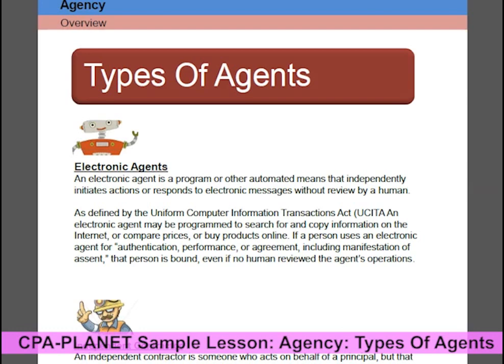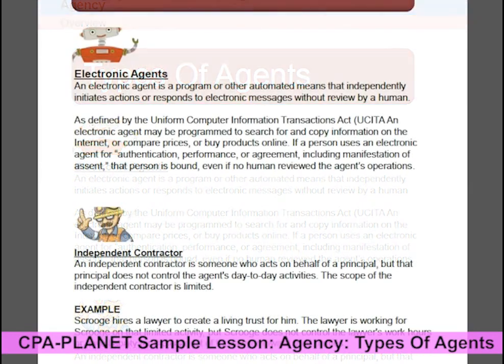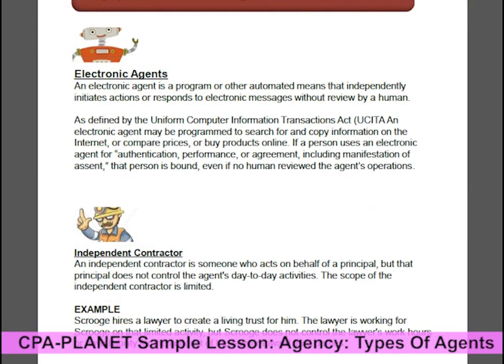If a person uses an agent for authentication, performance, or agreement, including manifestation of assent, that person is bound even if no human reviewed the agent's operations. Even something like Priceline, you authorize Priceline to buy for you at the best possible price, you're bound by that.